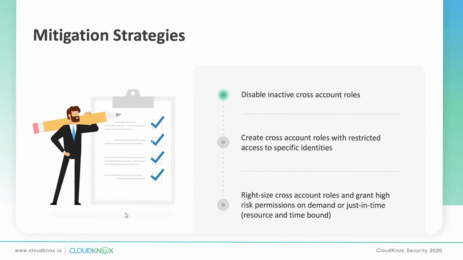Finally, as you move towards a least privilege model, limit the permissions of the cross-account role to read-only type activities. As these roles need additional higher risk or delete type permissions, they can be added in a just-in-time or privilege on demand method with resource and time-bound constraints so that the role returns to a read-only state after the work requiring that additional permission has been completed.